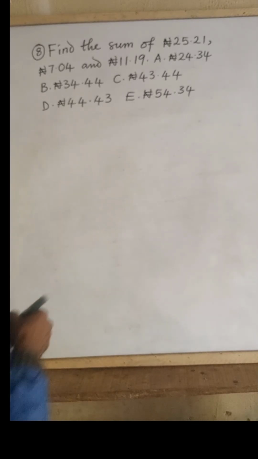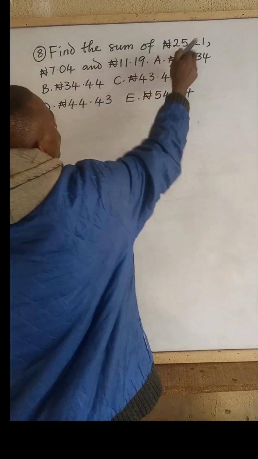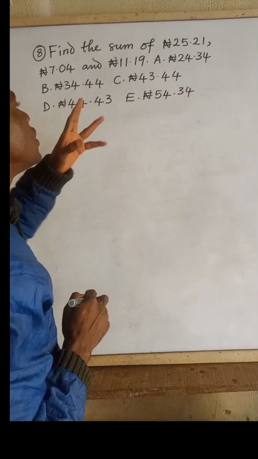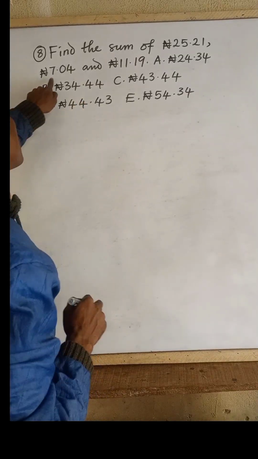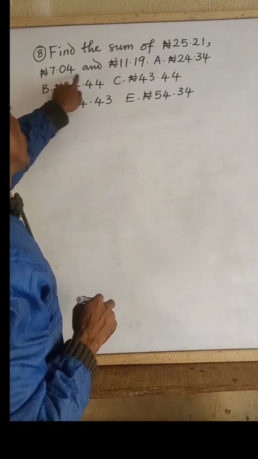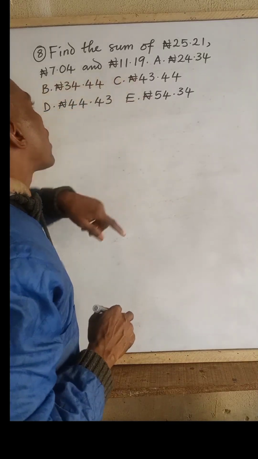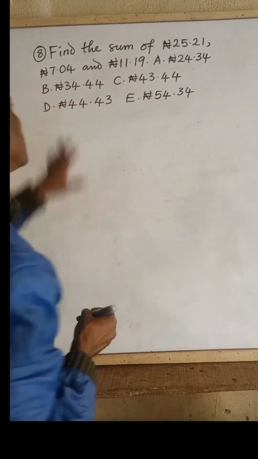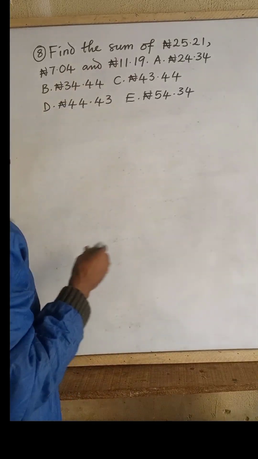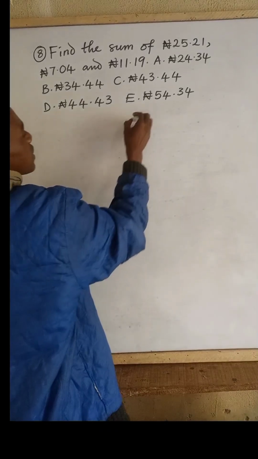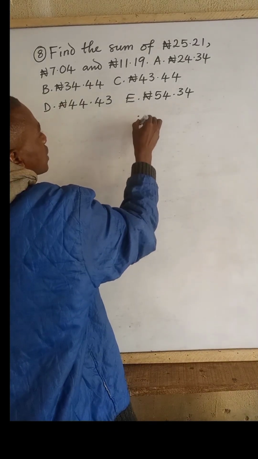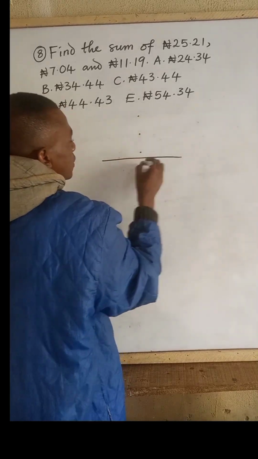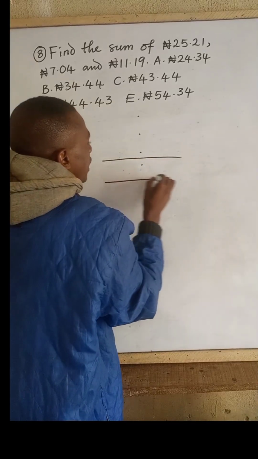In number 8, we have find the sum of 24 naira, 21 kobo, which is Nigerian currency, and 7 naira, 4 kobo. And we also have 11 naira, 19 kobo. Note that all these currencies that we have here are Nigerian currency. So to solve this is very simple. Just put the decimal point. This is the decimal point. This is also the decimal point for the answer.